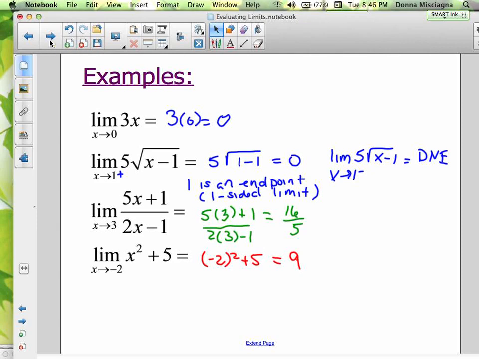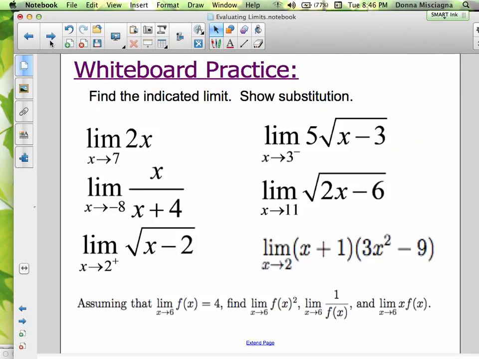So you can do some whiteboard problems. Look how nice and easy that is. And I was kind. Notice my radicals are mostly one-sided limits. And so let's see how you do with these.